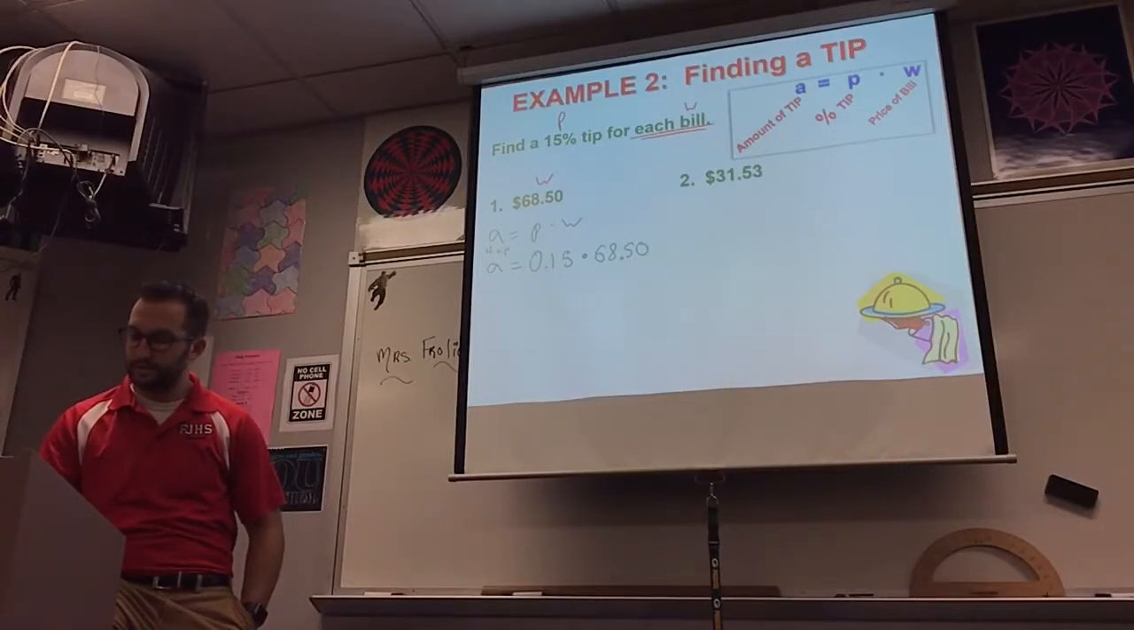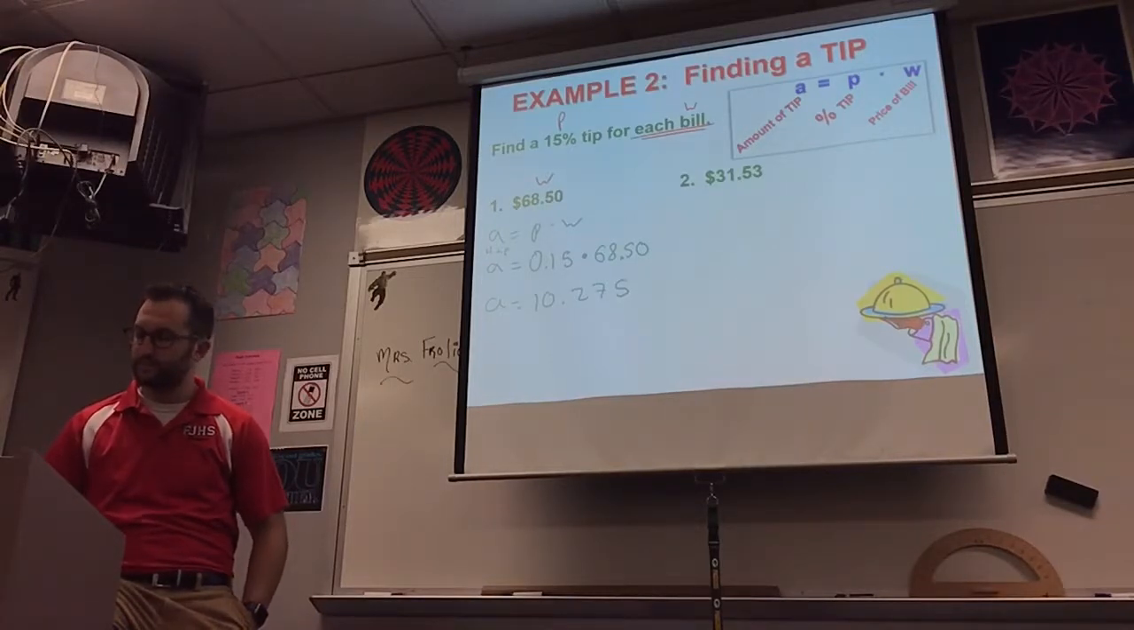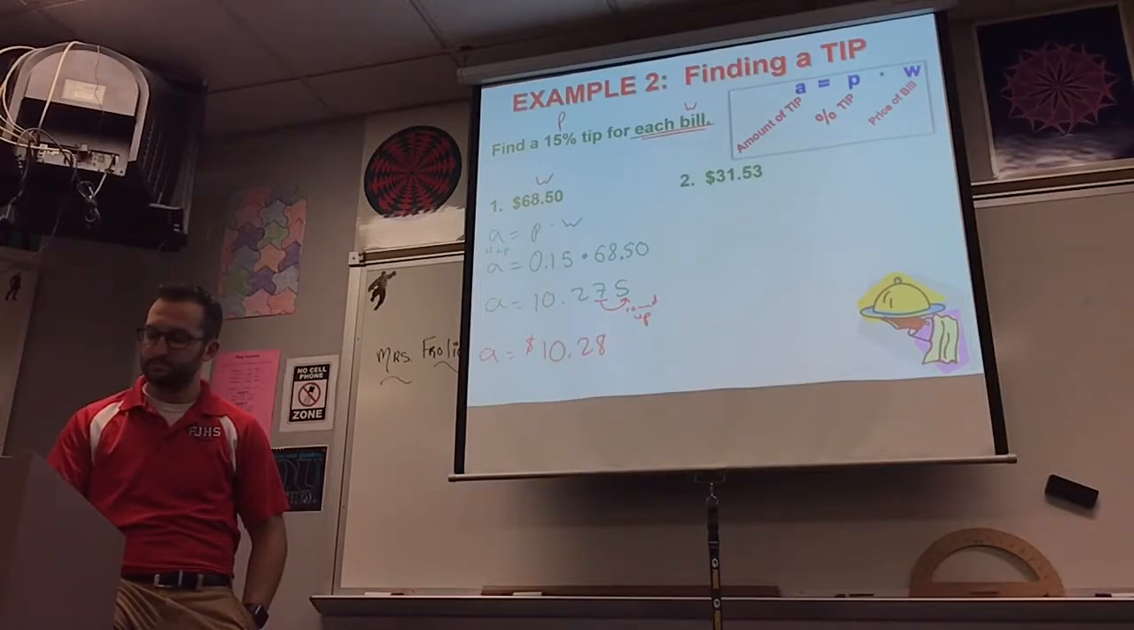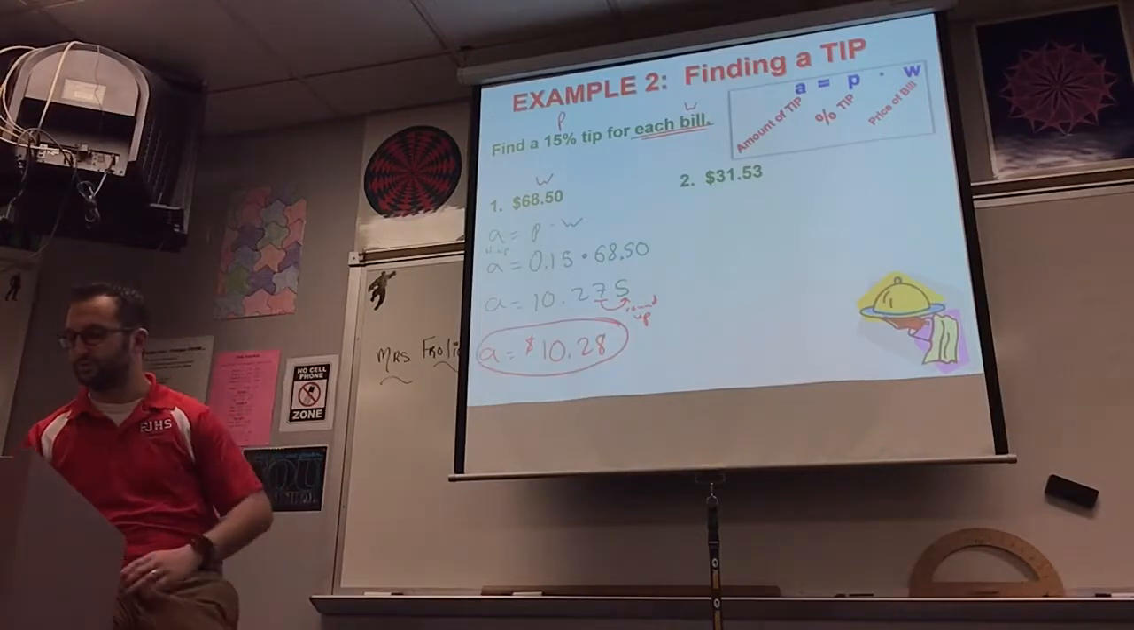68.50. A equals 10.275. So that's not our answer, is it? We need to look at the hundredths place and look at the next digit over. Round up or round down? Round up. So our answer is what? How much tip should we leave? $10.28. That's how much tip we should leave.